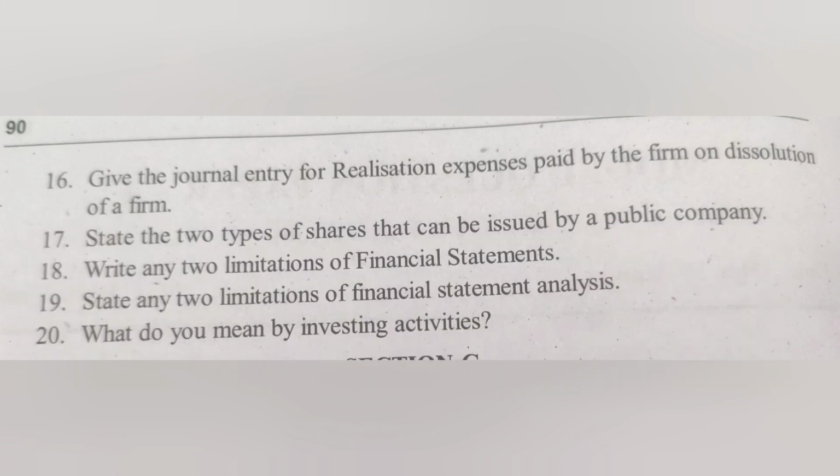After this we have the question, state the two types of shares that can be issued by a public company. So it is equity share and preference share. Give me any two limitations of financial statement.